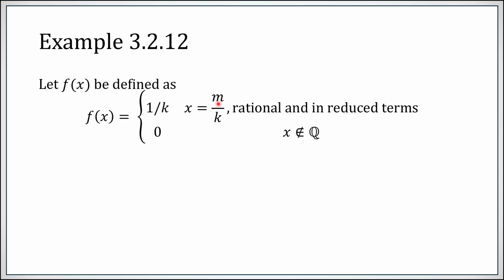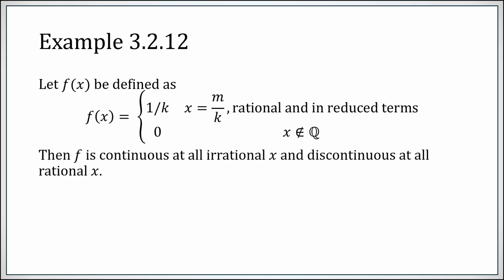So if you pick x equals 1/3, you would say 1/3 is the output. If you pick x equals 3/9, you would say that's not reduced. First reduce it down to 1/3. That's how you make sure this function spits out unique values. We claim this function f is continuous exactly when x is irrational and discontinuous exactly when x is rational. So we can construct a function where the set of discontinuities is not just isolated points, it's all rational numbers.